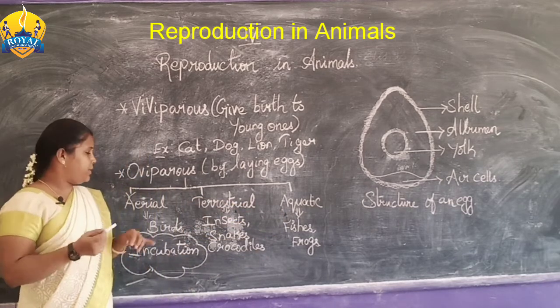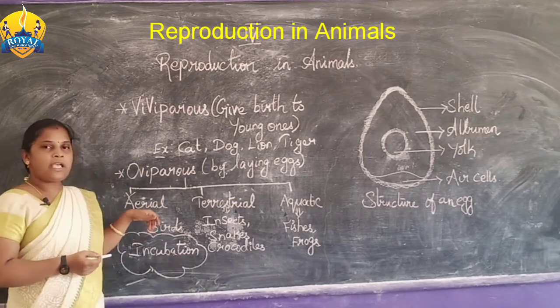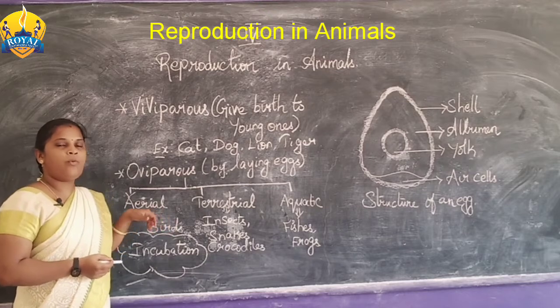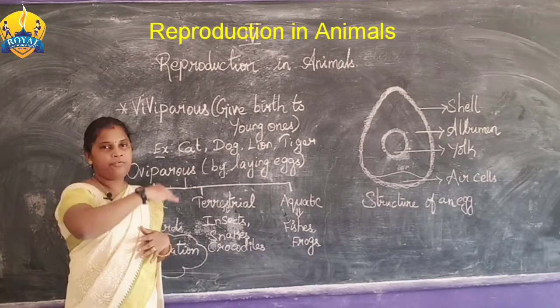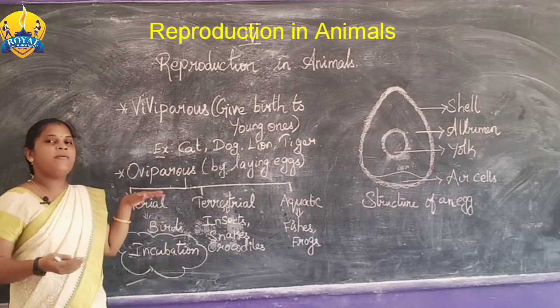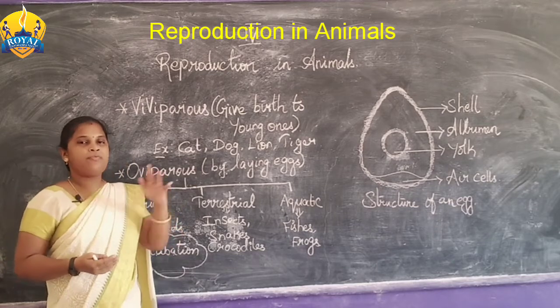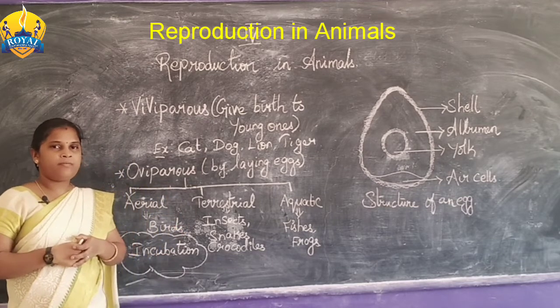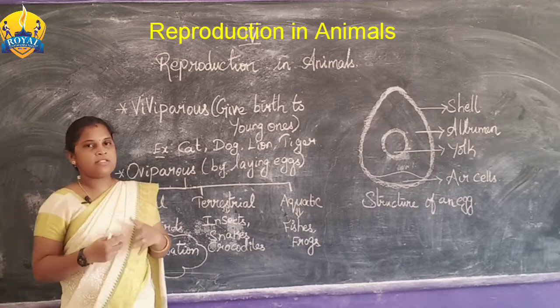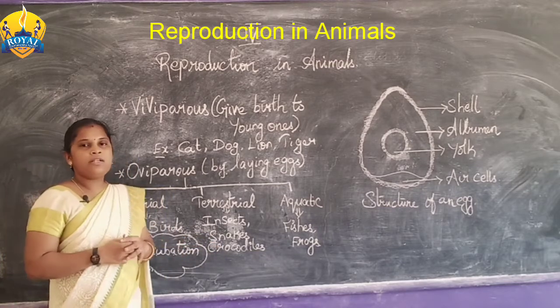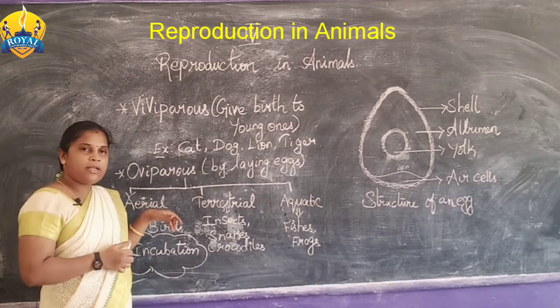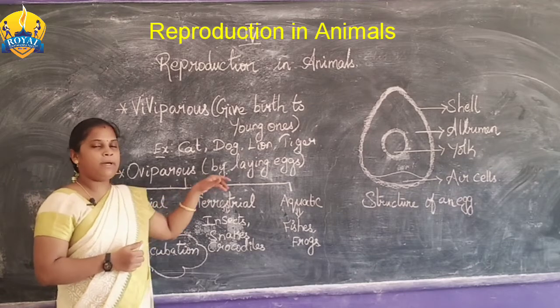Let me explain them one by one. First is aerial oviparous animals. What are aerial animals? Animals which can fly. Which animals can fly? Yes, birds. Obviously we all know that birds can fly. So birds come under the category of aerial oviparous animals.